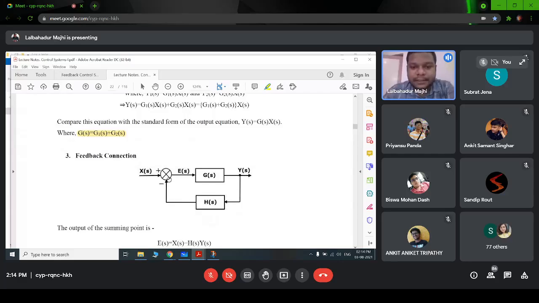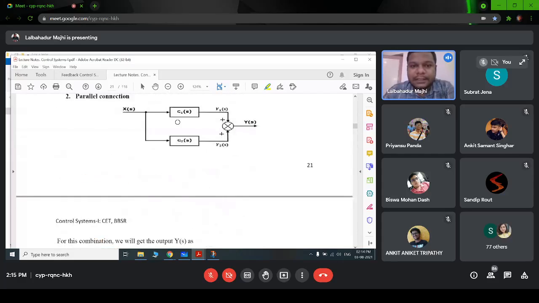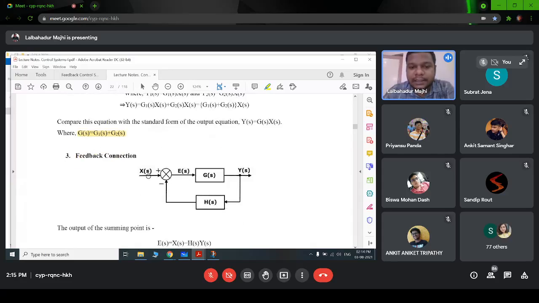So this is a feedback connection. Remember, here we can see all the arrows are in the same direction, so it is a feed forward path for a parallel connection. But in this case, the arrow is in this direction, but there is a takeoff point and the direction of the arrow is opposite to that of this signal. So we can say this is the feedback connection or the feedback loop.